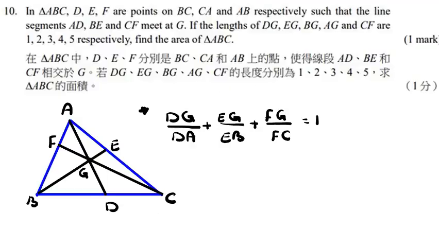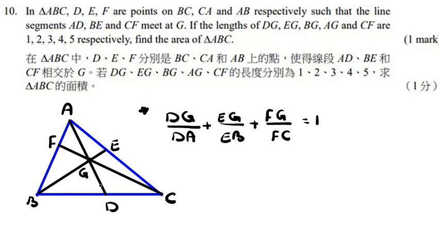Problem number 10: in triangle ABC, D, E, F are points on BC, CA, AB respectively, such that the line segments AD, BE and CF meet at G. Before reading the rest of the problem, for solving this problem, as I said, there are 50 important formulas. One of them is this.